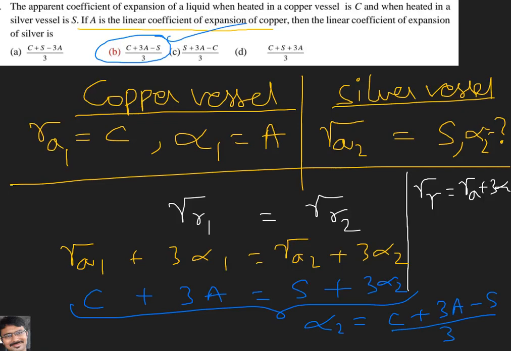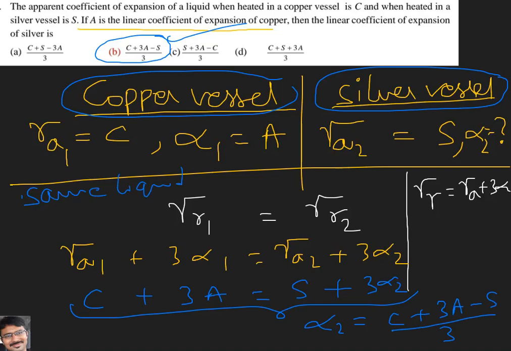That is how we have to solve this problem. The basic rule is, either copper vessel or silver vessel, whatever vessel you are taking, same liquid. Same liquid means the liquid is same in the two vessels. So gamma R is same. By just using this information, gamma R formula is gamma A plus 3 alpha, we applied, and finally we got alpha 2 value. It's a very interesting model related to expansion of liquids.